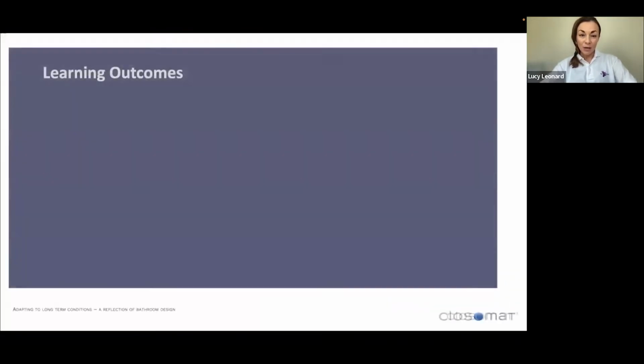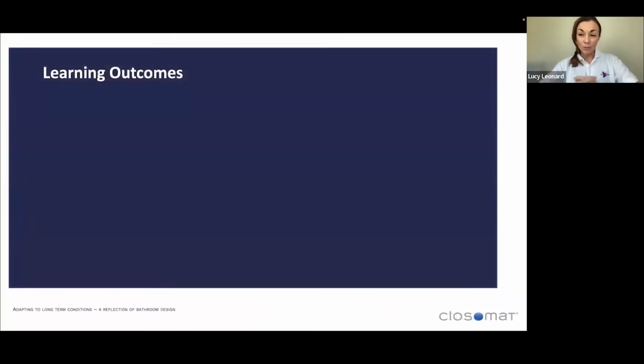I should probably say before I start, my name's Lucy Leonard and I'm the Clinical Director with the OT service. I've been an occupational therapist for 23 years, mostly working with people in their own homes, equipment and adaptations, and working in housing, and I also undertake some vocational rehabilitation as well. So I just wanted to give a bit of background about me.